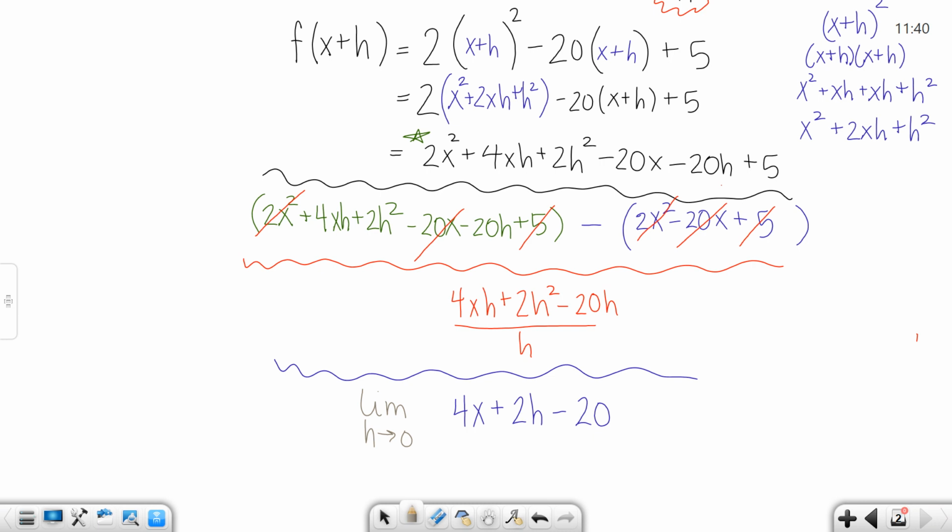As soon as you get to this step, you're going to evaluate the limit. You'll notice the limit is as h goes to 0. So as h goes to 0, that means I would be plugging in a 0 right here, and that piece would go to 0. That h does not affect the x. So my answer for this one would just be 4x minus 20. And that's the derivative of this function, using the definition. That's how it looks.